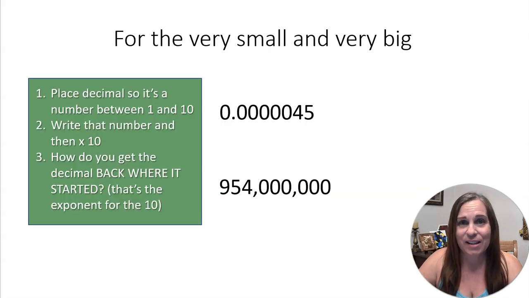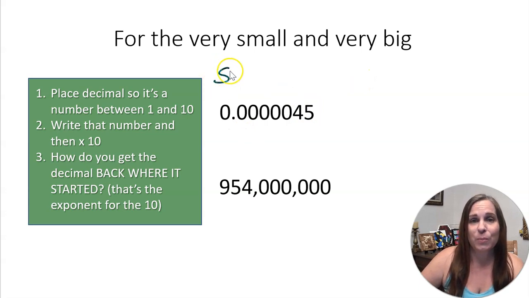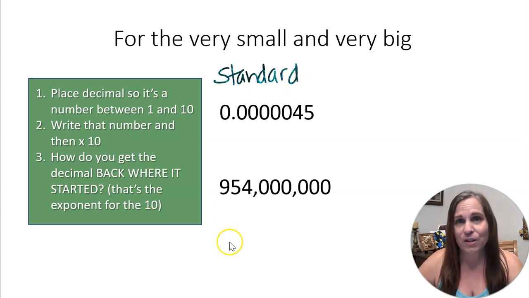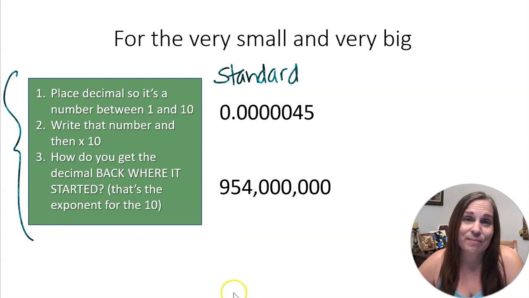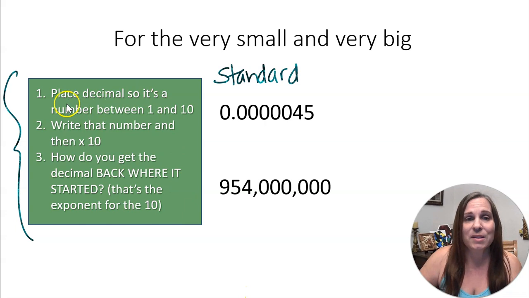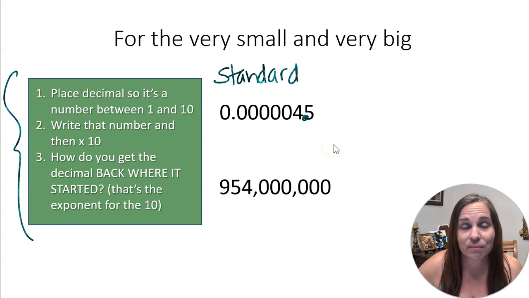Let's see how we can use this in scientific notation. When you are changing a number from standard form, which is what both of these are in, to scientific notation, these are the steps we're going to follow. So let's do them one by one. The first one says, place the decimal so it's a number between 1 and 10. Okay, that seems pretty easy. So I'm going to place it right here because 4.5 is bigger than 1 but less than 10.